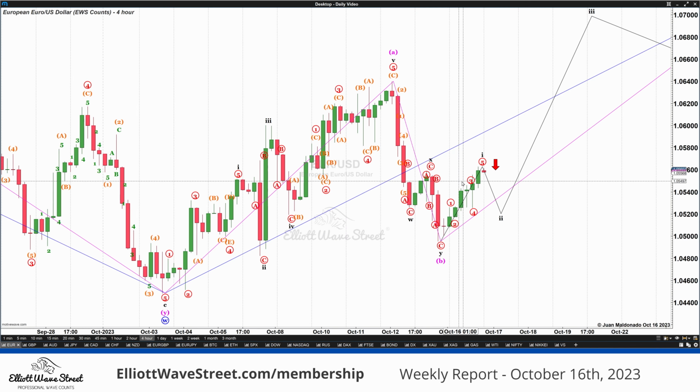So here we have the euro dollar, which has been moving down after completing the first cycle, or the first wave up, that we are calling wave A. The mission this week is finding the end or completion of the B wave. The question is, is this the end of the wave B, or do we need to have another low? We're going to talk about that today.